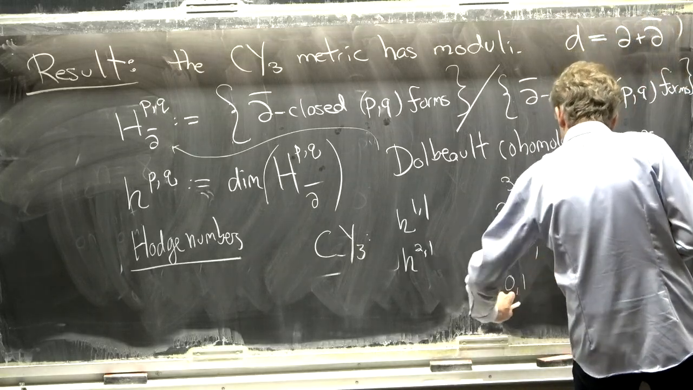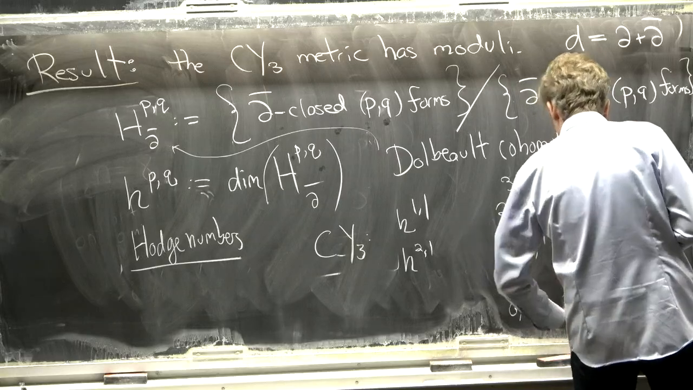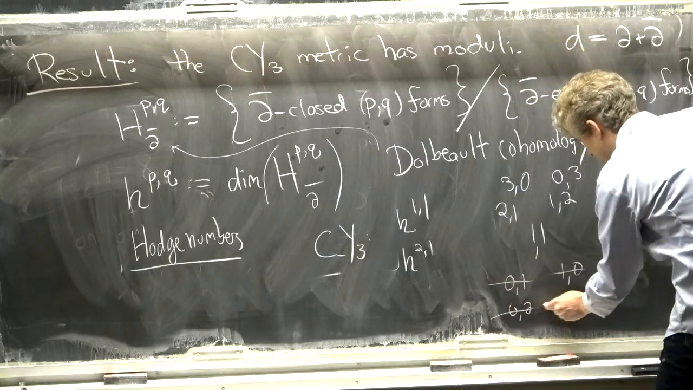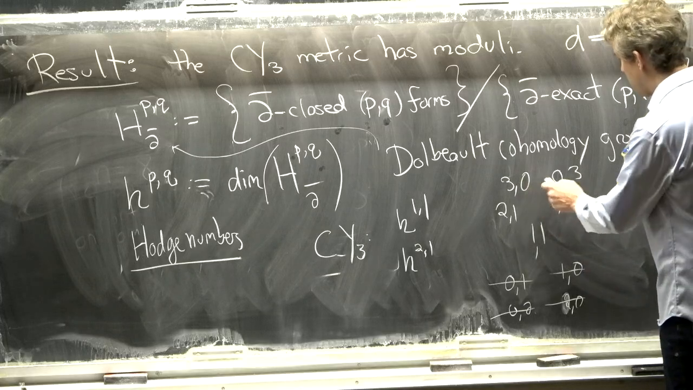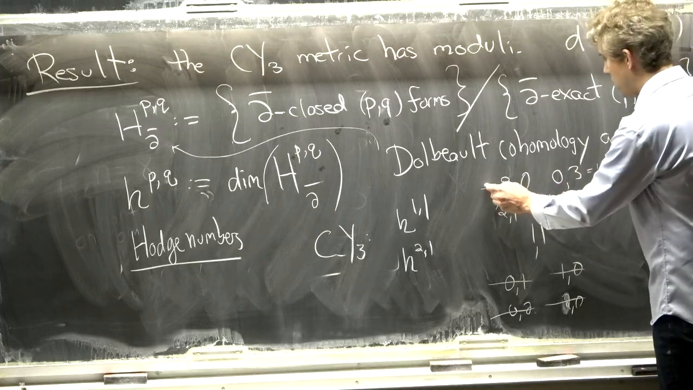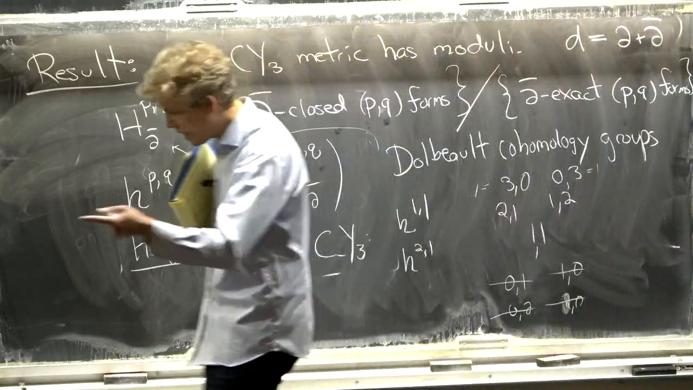1, 0, 0, 2, and 2, 0. And these ones turn out to vanish. In the case of a Calabi-Yau threefold, these ones are each equal to 1, it turns out, and these ones matter. Now, let me say one thing, and then I'll take a question.